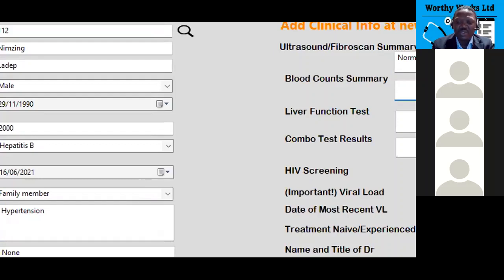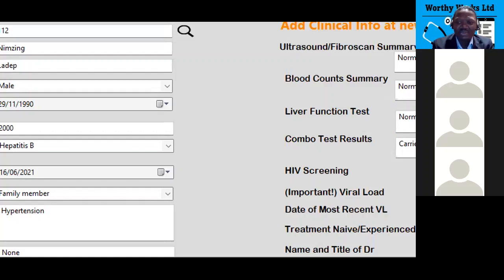Blood counts also did not show any abnormality. Liver function was normal. The combo test maybe suggests that I'm a carrier of this virus. HIV, let's imagine I'm negative, and viral load, maybe 12. The most recent time that was done was the 9th of November. Am I treatment naive? Yes, naive. I've never had treatment.